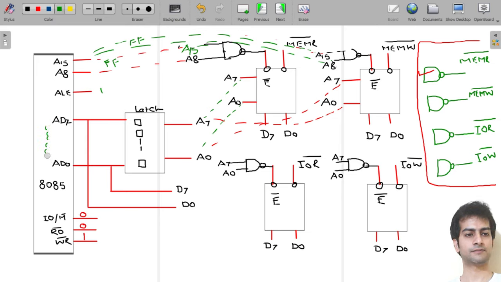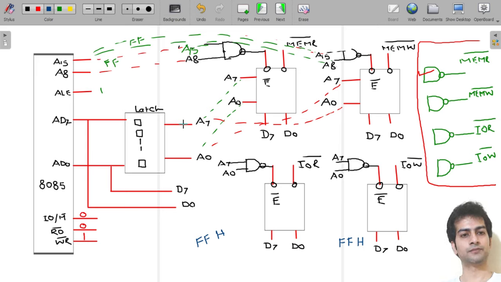Then see, suppose here we are having two input output devices. Here the low order address is A7 to A0. So what will be the range of this? If I take everything as 1, it will be FFH, and similarly this would also be FFH.